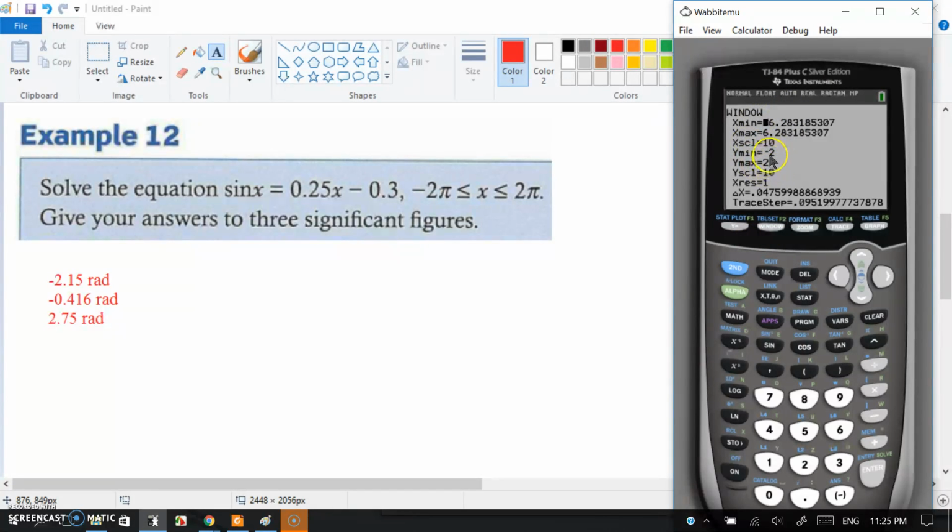Later on, we will learn how to use the right settings for your Y. But for now, keeping it between negative 3 to positive 3 should work. Later, when we are dealing with transformations, we need to know how to change the Y min and Y max.